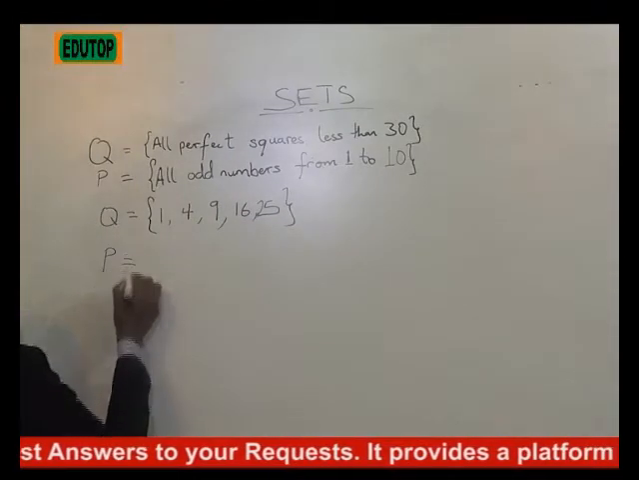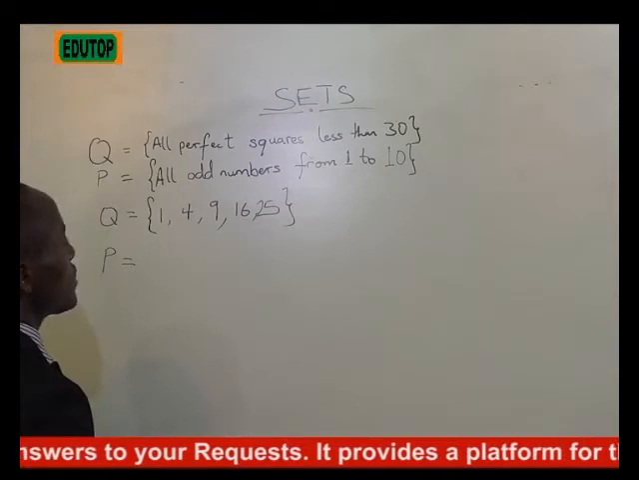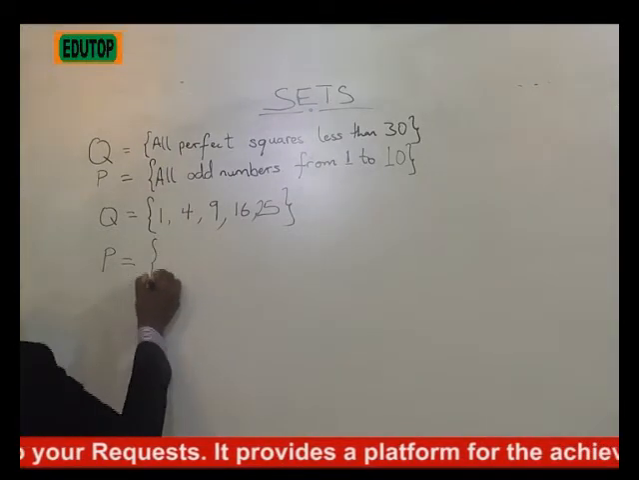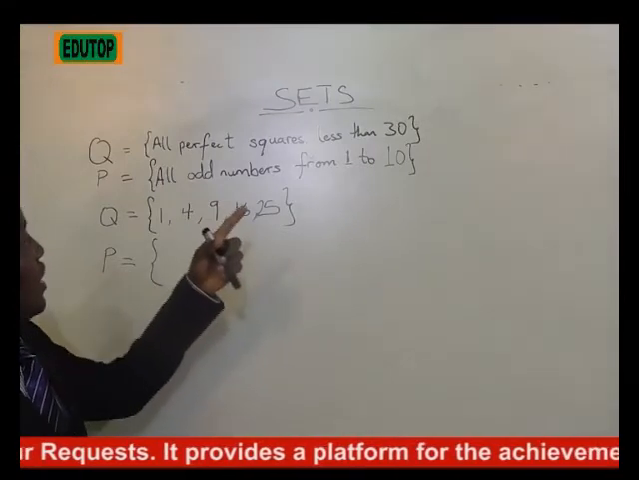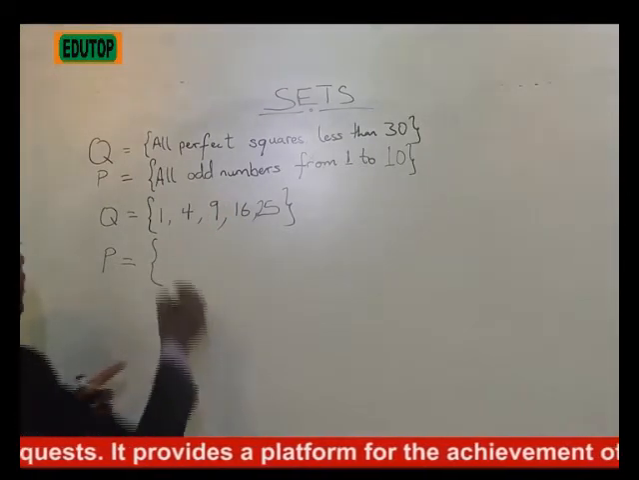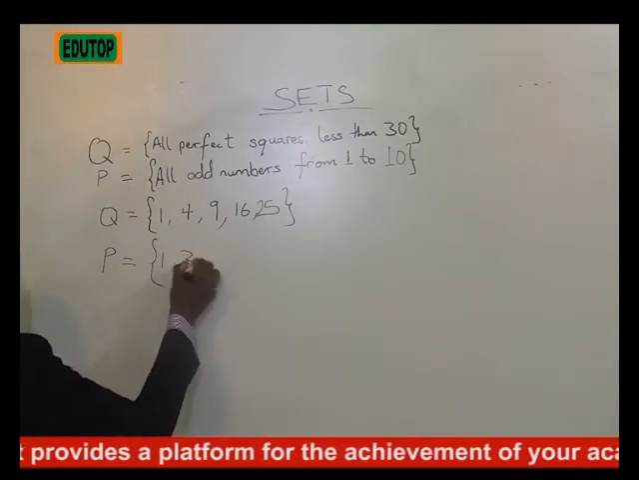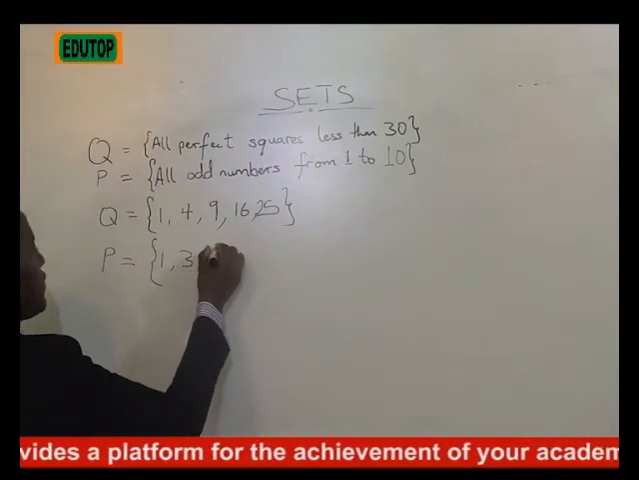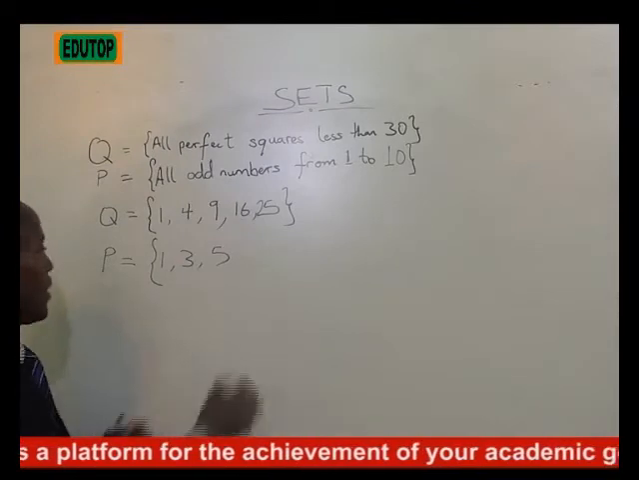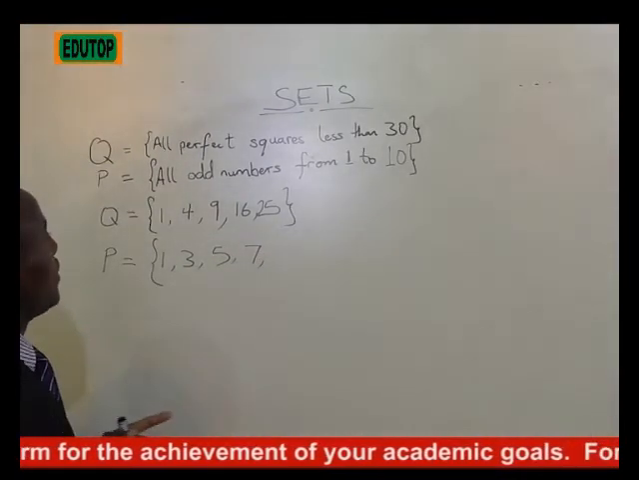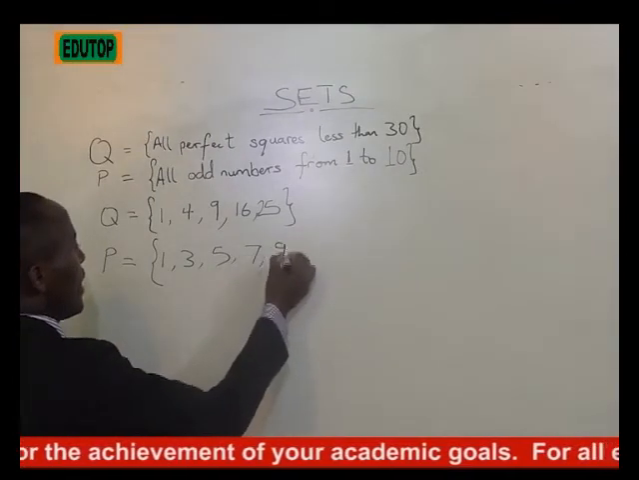Then P. They said all odd numbers from 1 to 10. That is, it's a finite set. Now, that will be all odd numbers, starting from 1, 3, 5, 7, 9.